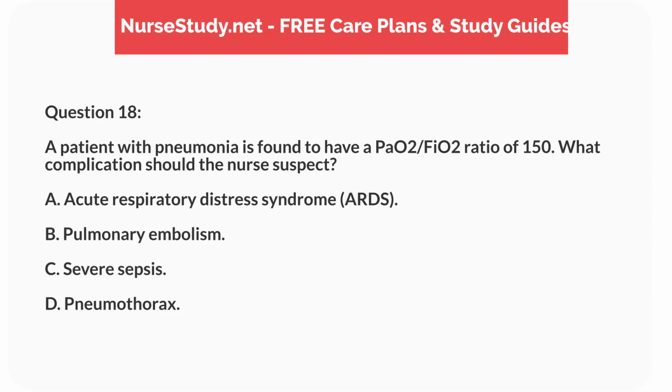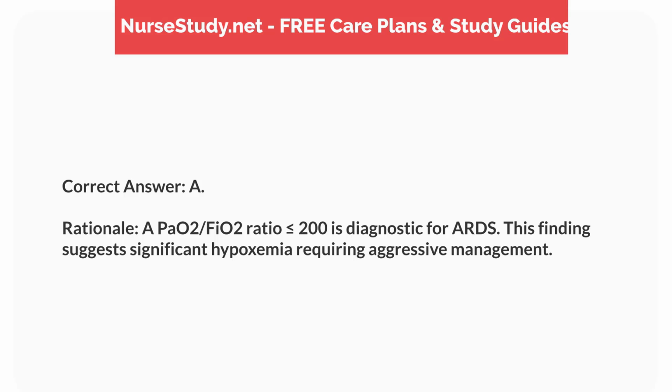Question 18. A patient with pneumonia is found to have a PaO2 to FiO2 ratio of 150. What complication should the nurse suspect? A. Acute respiratory distress syndrome, ARDS. B. Pulmonary embolism. C. Severe sepsis. D. Pneumothorax. Correct answer, A.